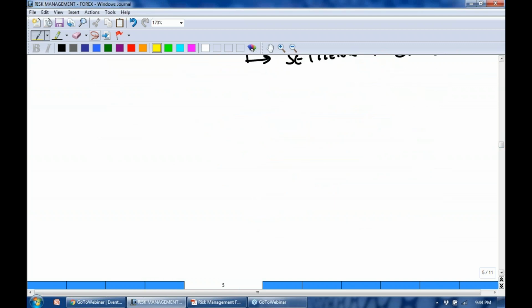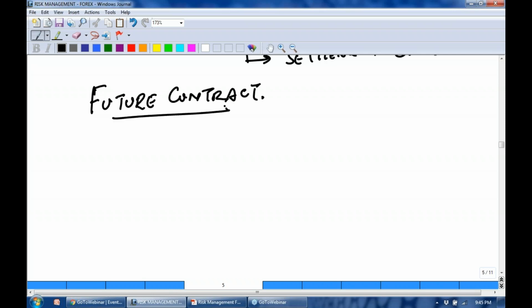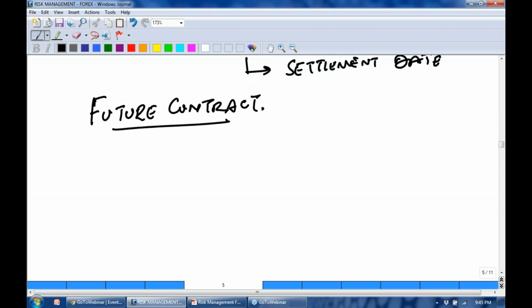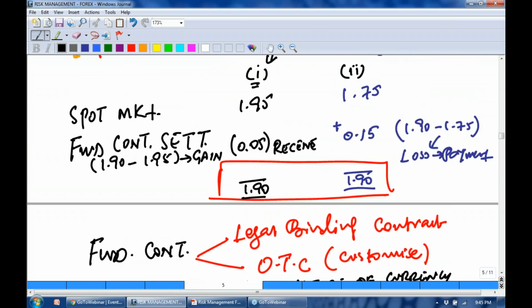Another contract is future contract. Do remember one thing, either future contract or forward contract, these are the contracts from where we protect our risk. From these contracts, we manage our risk. So actually spot is different and futures contract are different. Spot is different and future settlement is different.